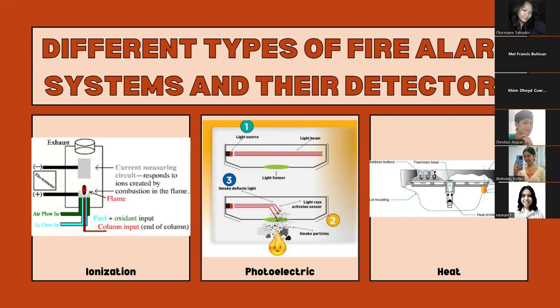So, pangalawa, we have photoelectric detectors. These detectors are more responsive to fires that begin with a long period of smoldering. They use a light source and a photocell. When smoke particles scatter the light beam, it redirects to the sensor, setting off the alarm. These detectors are ideal for spaces where smoldering fires from electrical pulse might occur. So, sa picture, makita nato na ay light source, light beam, and a light sensor. So, when fire breaks out, the smoke particles will enter, the light rays activate the sensor, and smoke deflects the light, then it triggers the alarm.